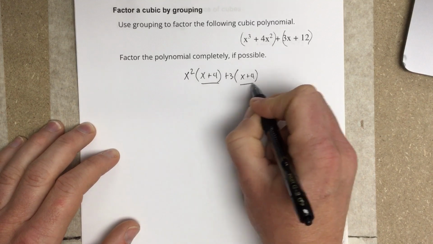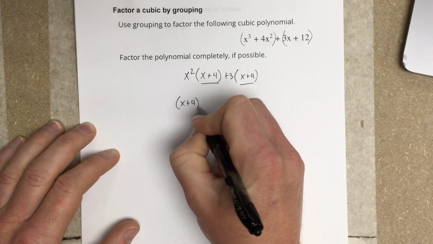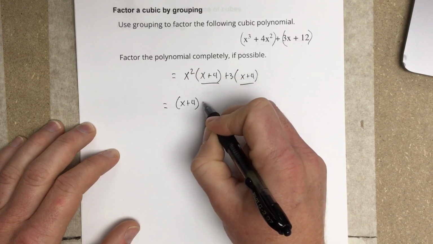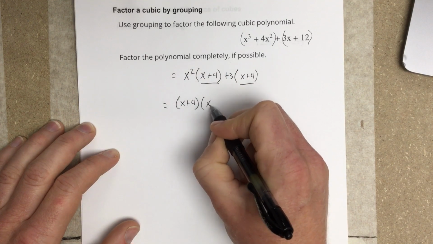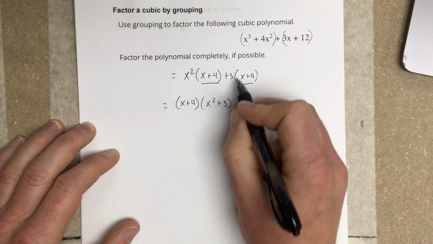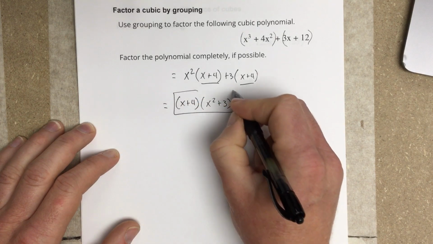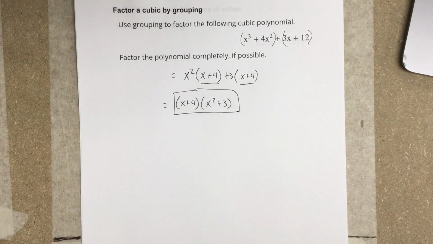Notice that they're the same, so we'll factor the x plus 4 out. And we end up with just x squared plus 3. When we divide out the x plus 4, we get x squared. When we divide out the x plus 4 here, we get plus 3. And that's how you do factor by grouping with a cubic polynomial.